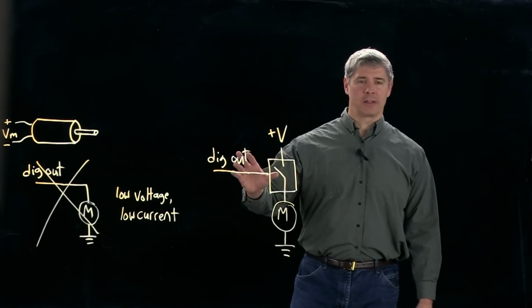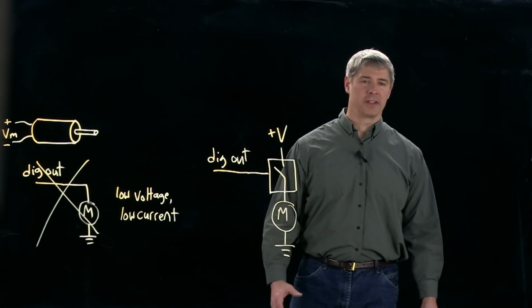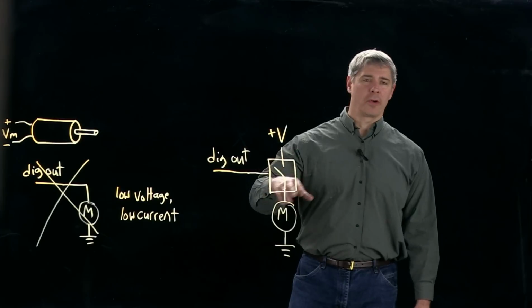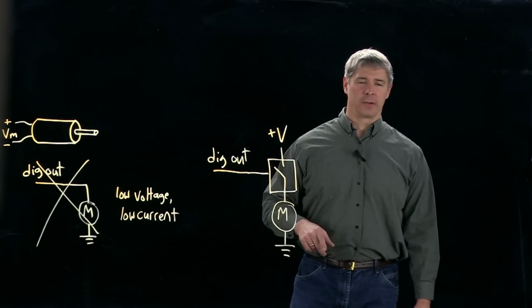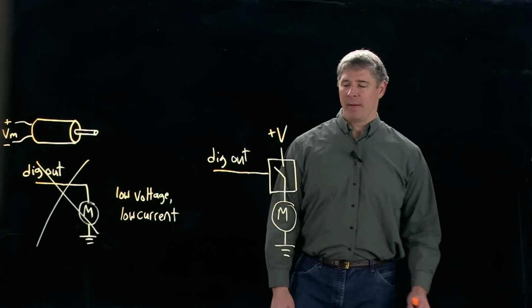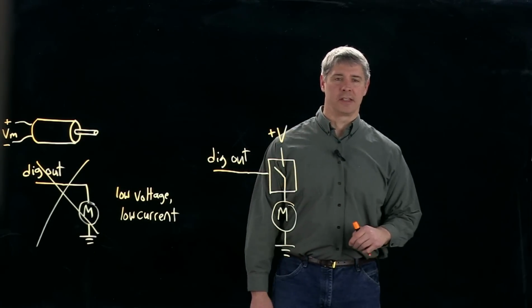So this is a possible solution, and this switch here is typically a MOSFET or a transistor or some kind of mechanical switch. We won't get into the details of what we're using for the switch, but let's look at a little bit about what problems we might have here. Imagine now that the switch has been closed for a long time, so the motor is running at steady state.